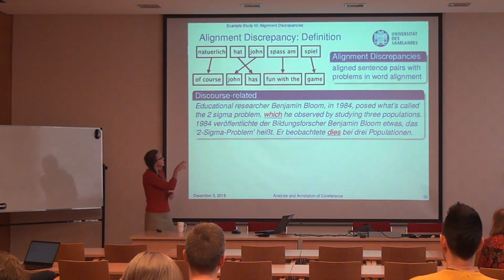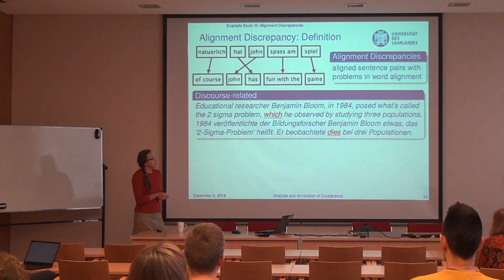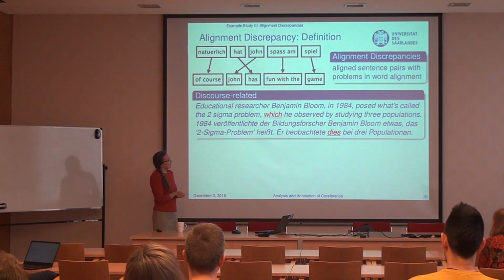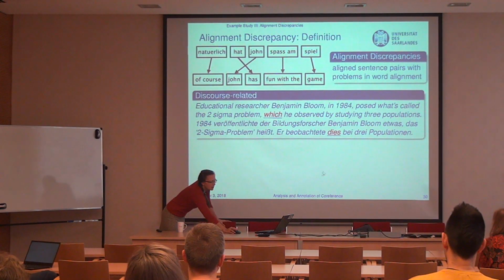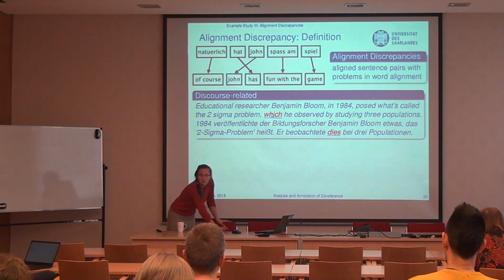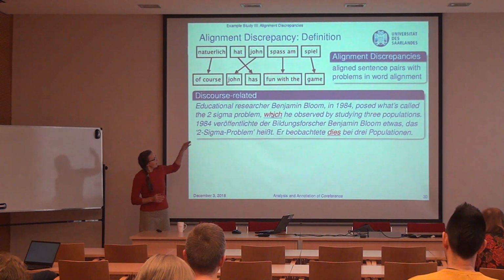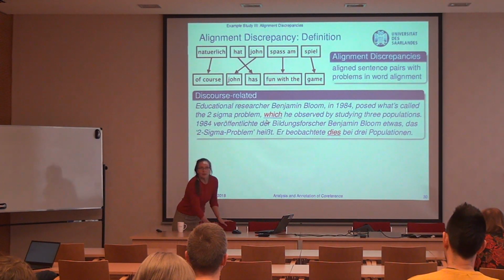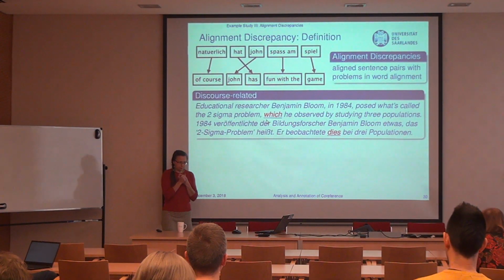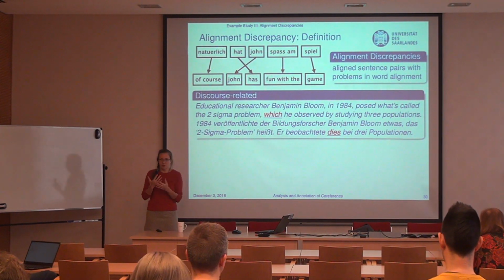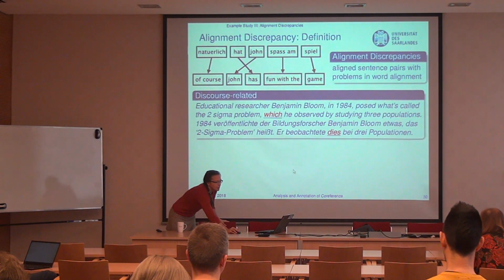So we are interested in discourse-related or coreference-related mismatches. Like in this example: educational researcher Benjamin Bloom in 1984 posed what's called the 2 sigma problem, which he observed by studying 3 populations. And in German we have 2 sentences, and we have this structure dis, which is a correspondence of this structure. And the idea was, if we have the aligned sentence, but these 2 structures are not aligned on the word level, we have an error in alignment, then we have this alignment discrepancy that we're interested in.